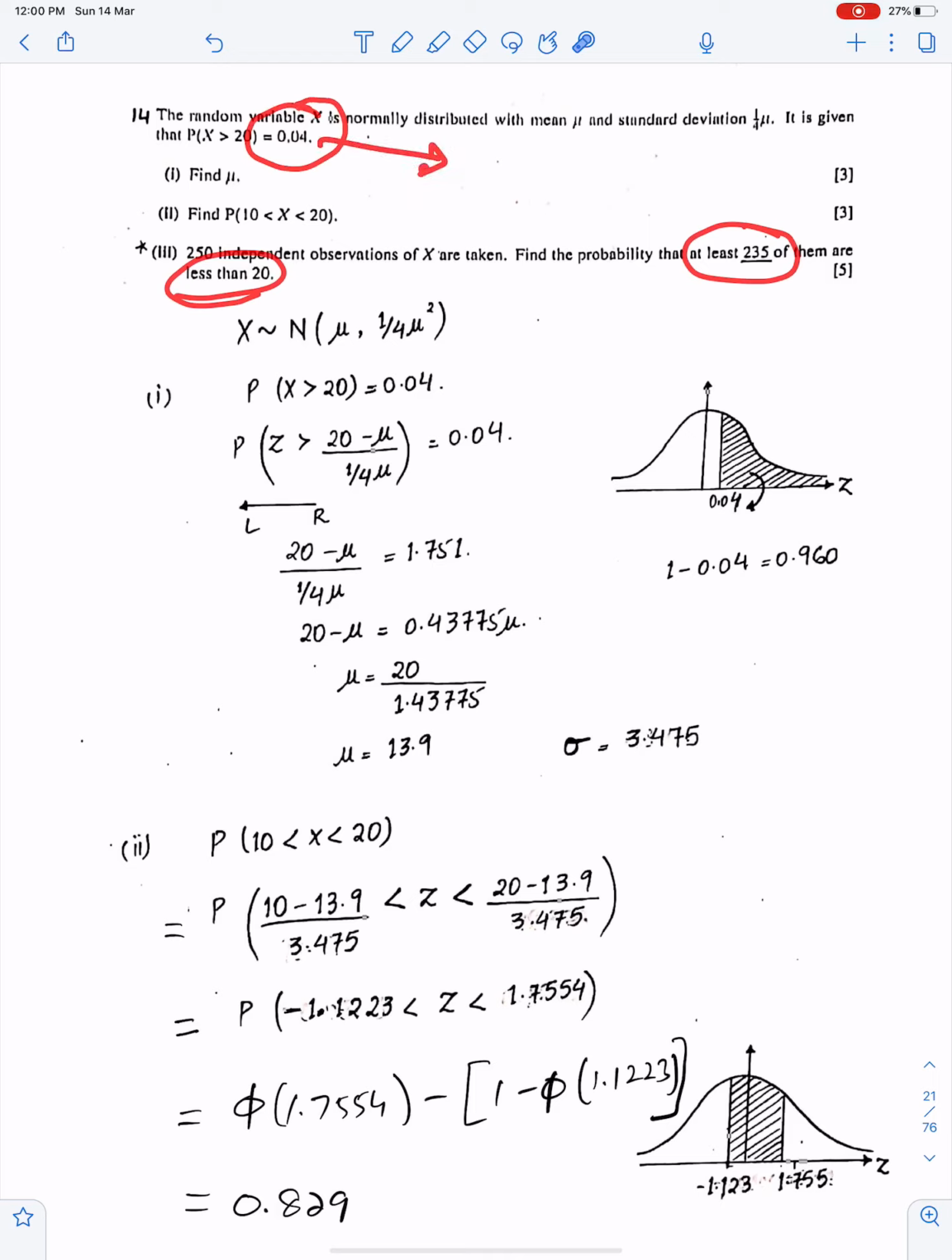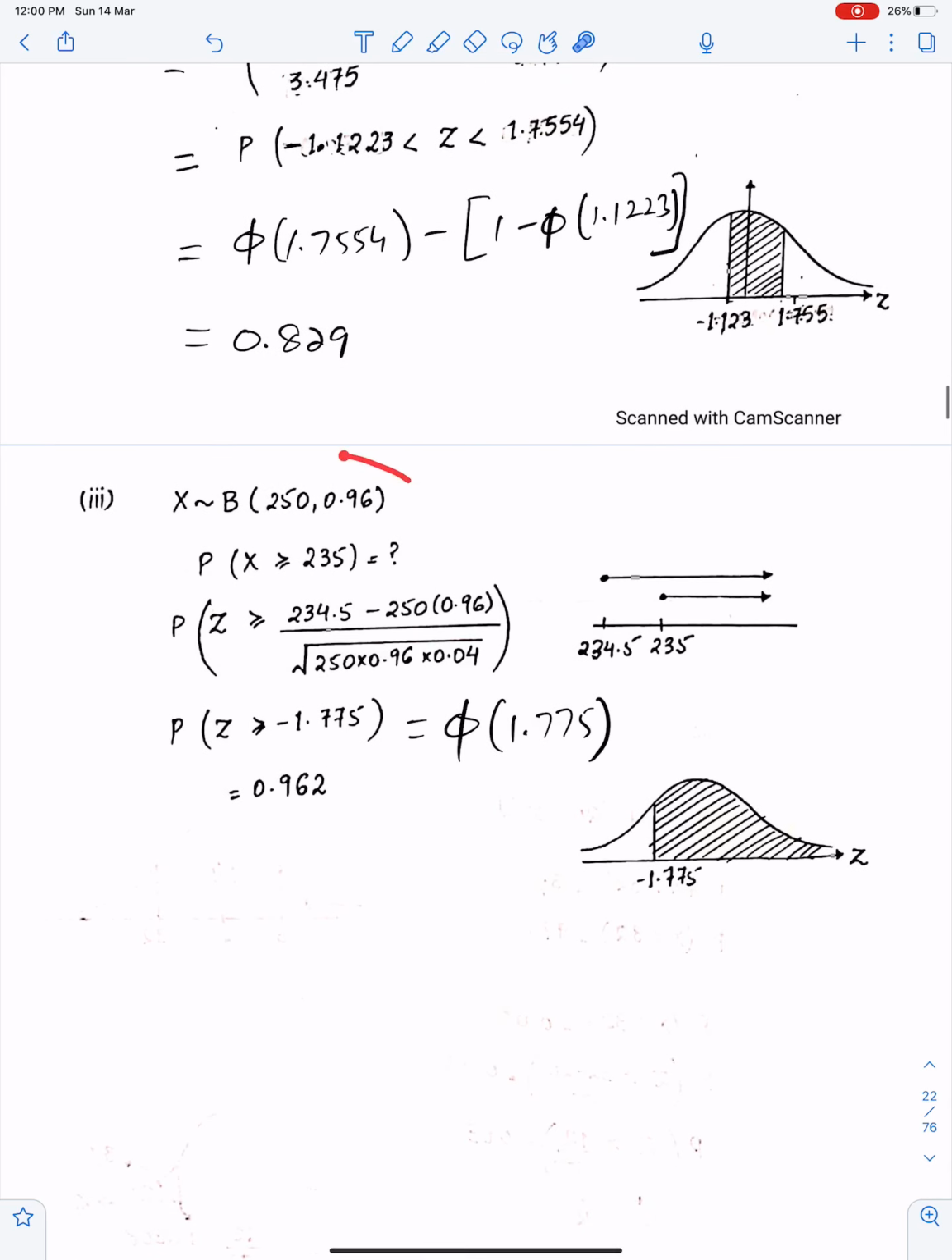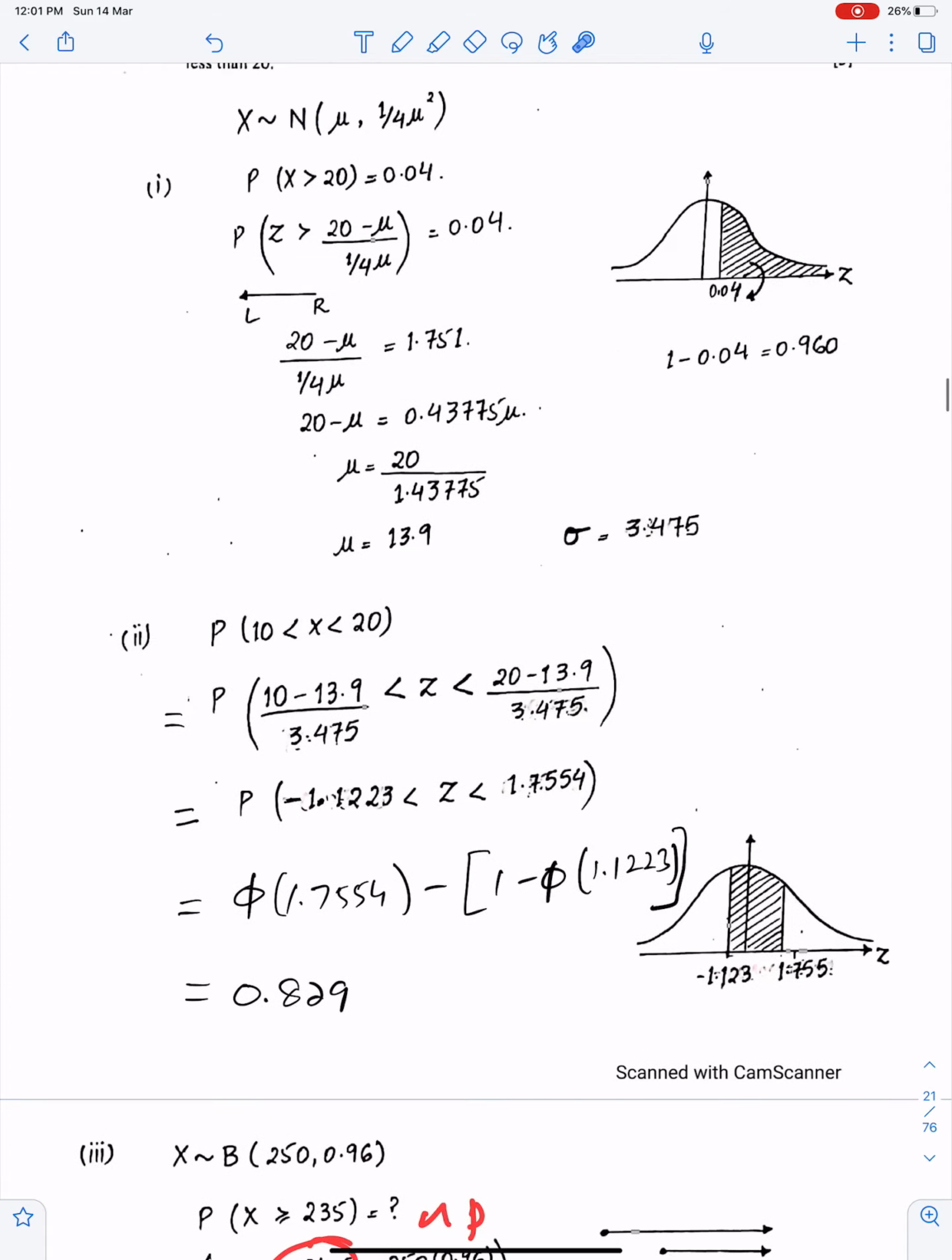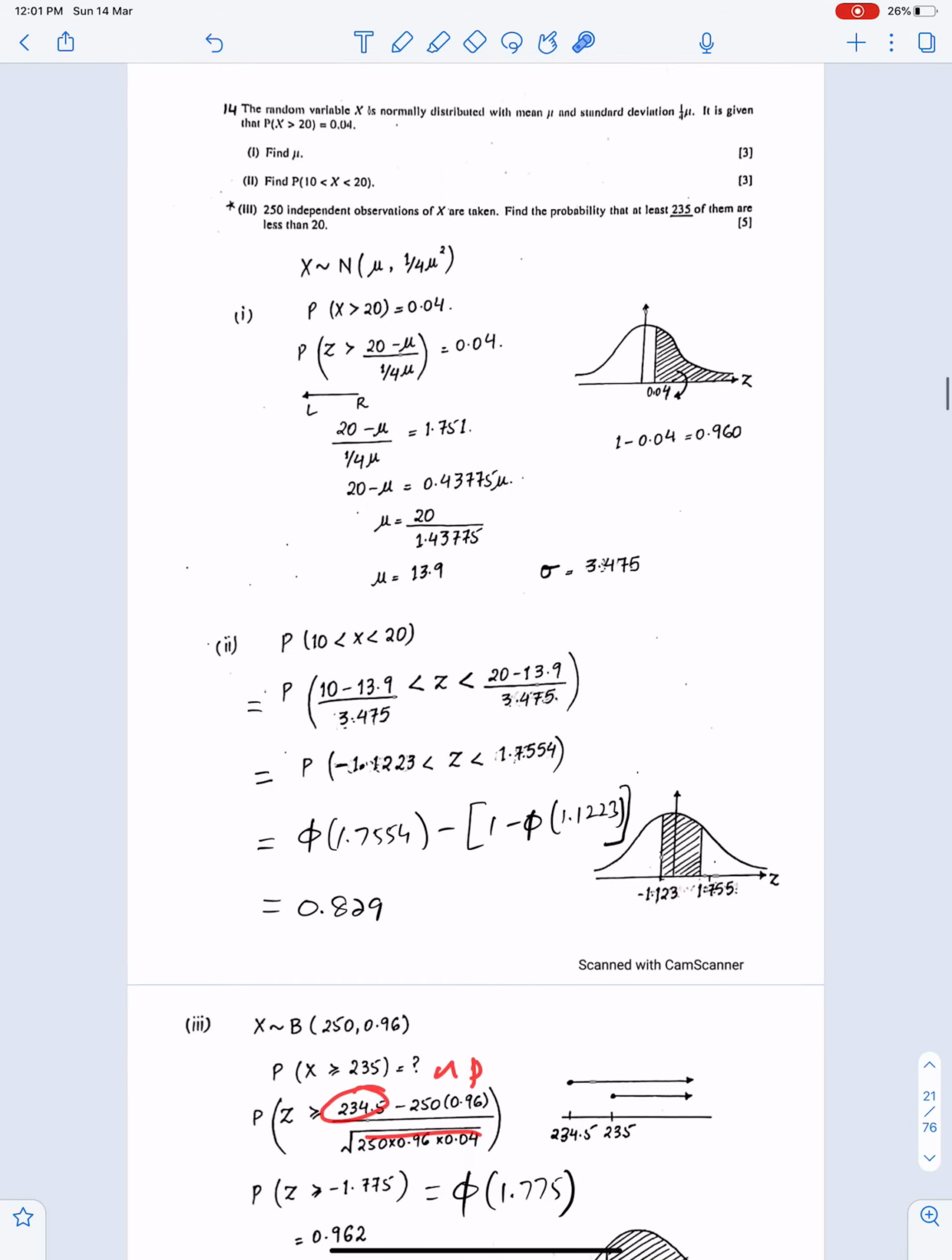So your P must be 0.96 because this is greater than 20. So the P of binomial is 0.96. And you have to use normal approximation for this question. So this is binomial, at least 235. So use a number line for the continuity correction. 235 is here. After the continuity correction, after taking the lower bound of this, we have 234.5. This is NP and this is NPQ. Take the screenshot of the solution as well if you want.